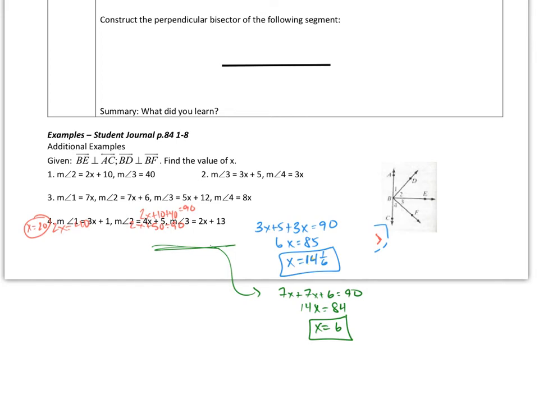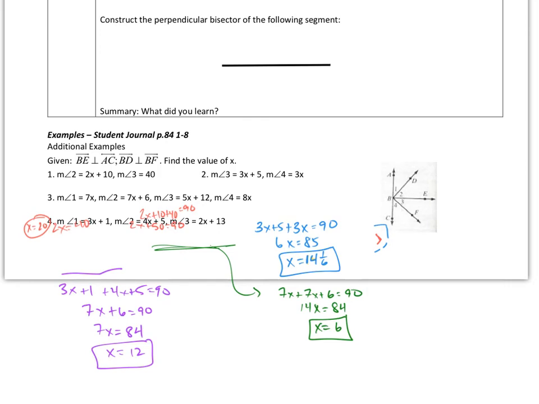And let's do this next one. The measure of angle 1 is 3x plus 1, and the measure of angle 2 is 4x plus 5. The measure of angle 3 is 2x plus 13. That's just extra info. All I need is these two because I know that's going to be 90. So 3x plus 1 plus 4x plus 5 equals 90. So 7x plus 6 equals the 90. 7x will be 84. And so we know x will be 12.